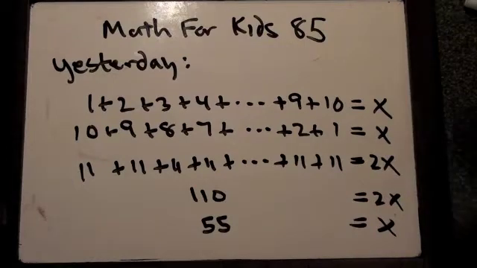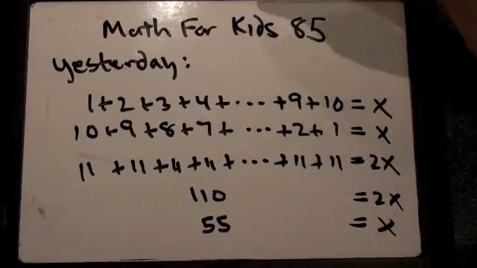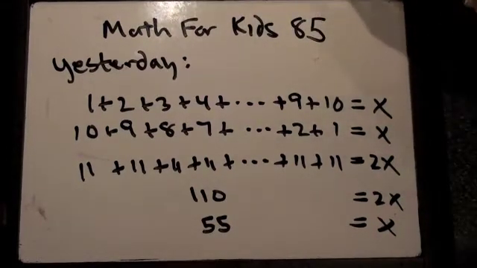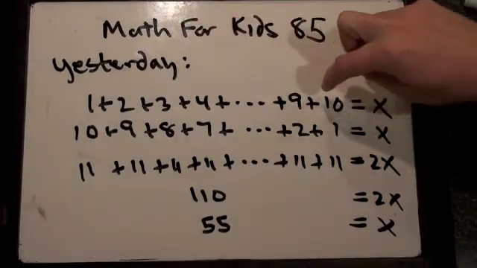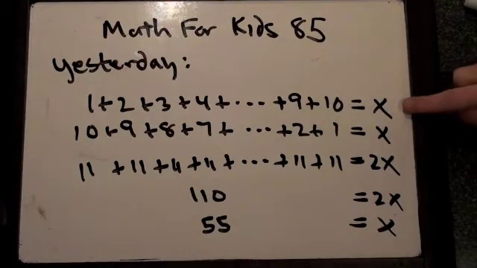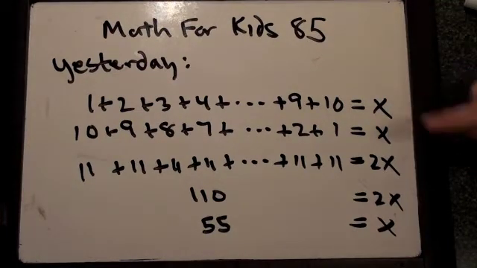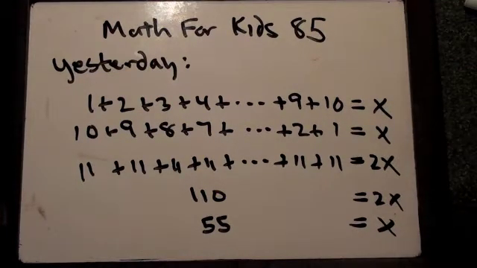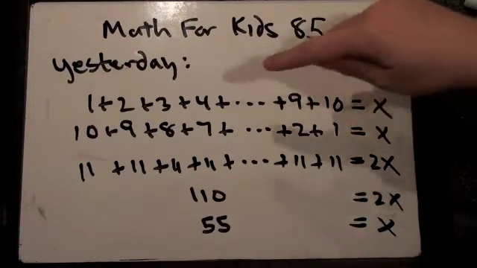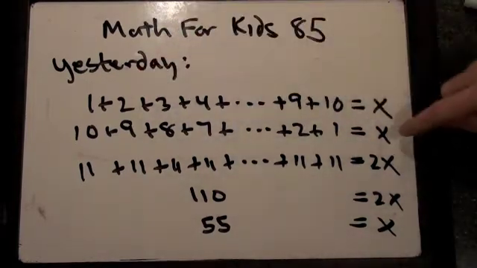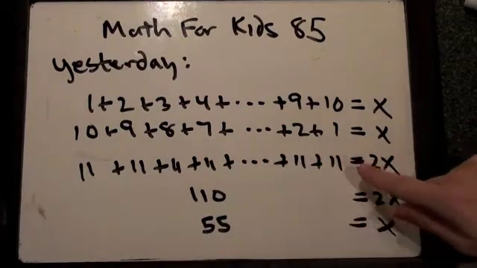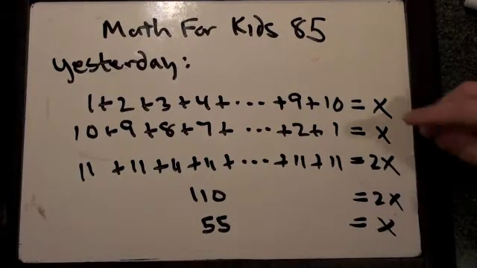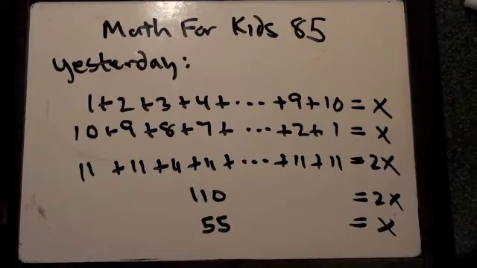If you remember from yesterday, in Math for Kids 84, we talked about what happens when you add up 1 plus 2 plus 3 plus 4 plus 5, up to 9 plus 10, and we just called that x. An easy trick is to write it backwards: 10 plus 9 plus 8 plus 7 plus 6, and so on, plus 2 plus 1. That also equals x, because if you write something forwards and backwards, it's still the same.